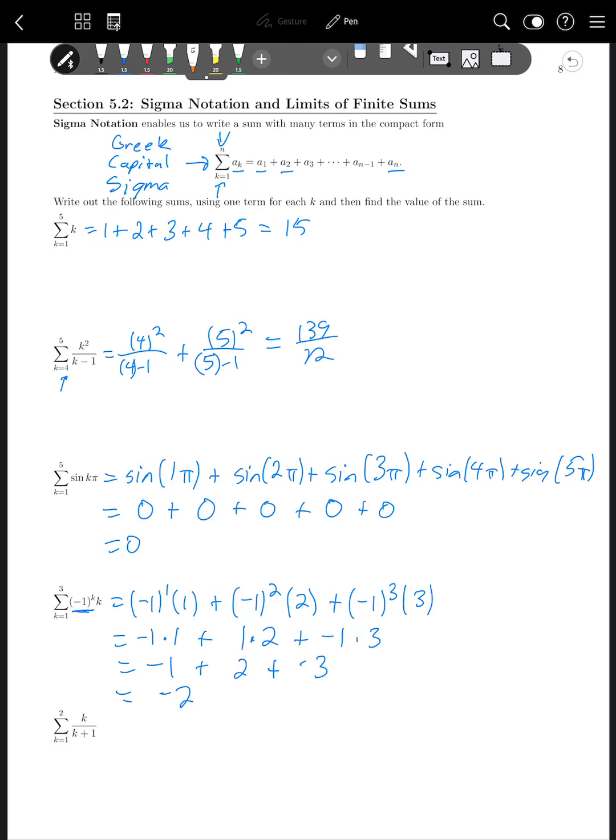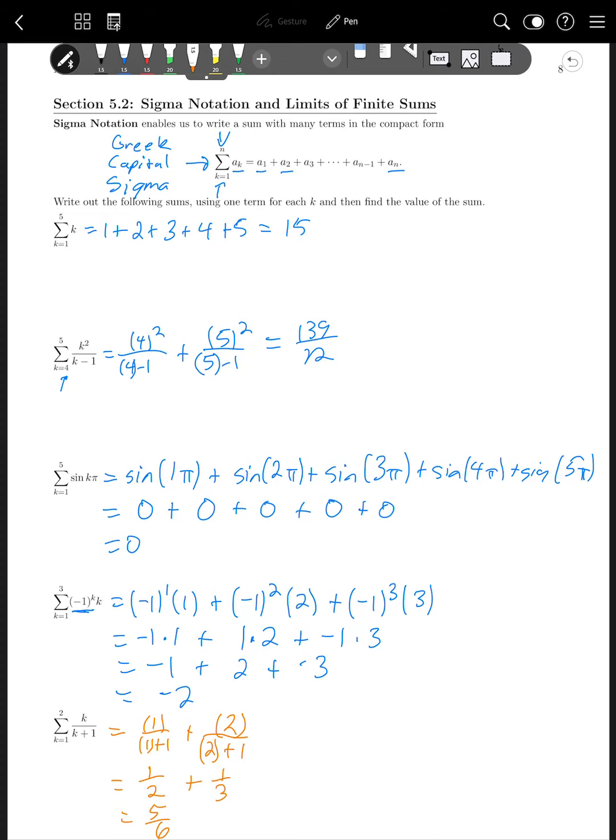Okay, and then the last one, we're going to go from 1 to 2 of k over k plus 1. So we plug in 1, so that would be 1 over 1 plus 1 plus 2 over 2 plus 1. We're just replacing k with 1 and then with 2. So that would be 1/2 plus 1/3, which is 5/6. Okay. And so that's the idea of how sum notation works.